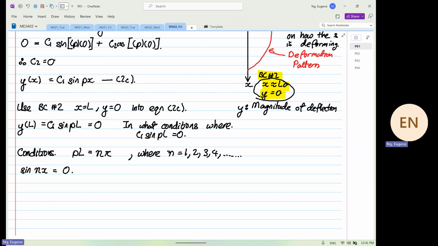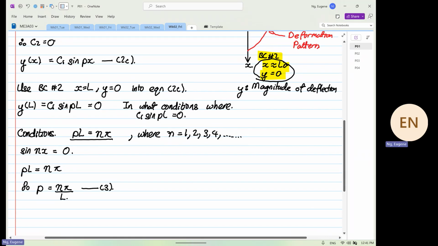I want us to focus now on this expression where PL is equal to N pi. Now again, this is small p. Therefore, small p is equal to N pi divided by L. So over here, this is our equation number 3.